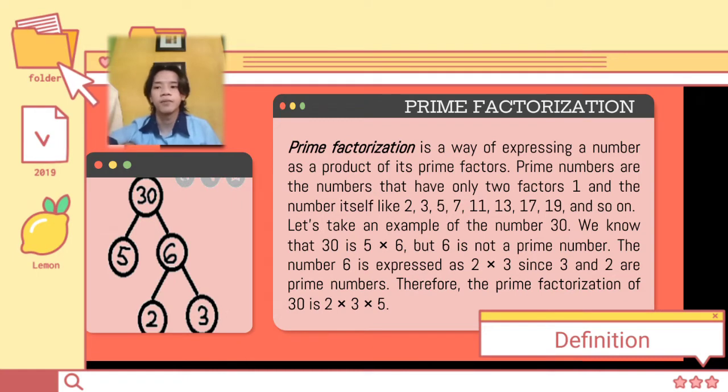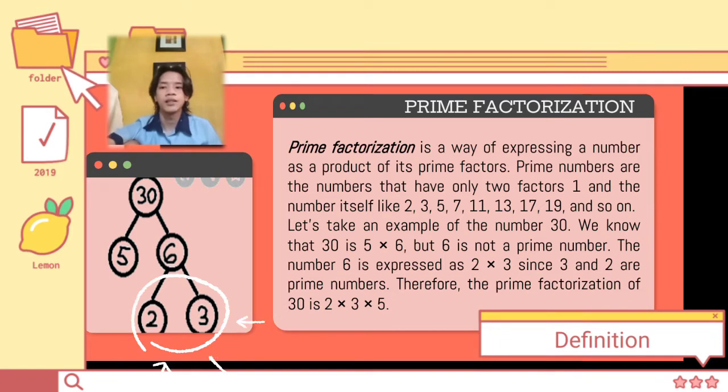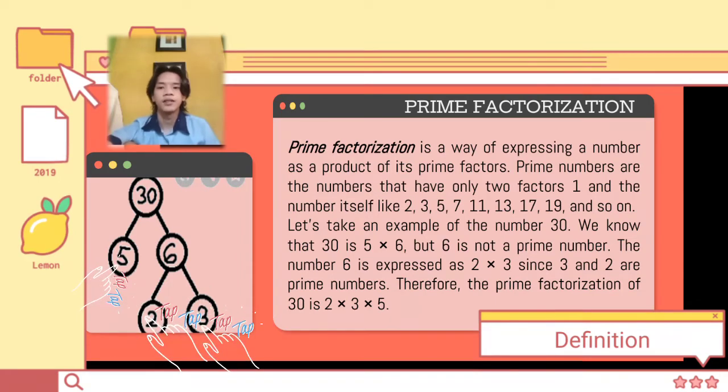Since 5 is a prime number and 6 is not, we're going to multiply 2 times 3 and place it under the 6. Since 2 and 3 are prime numbers, therefore 5 times 2 times 3 is the prime factorization of 30.